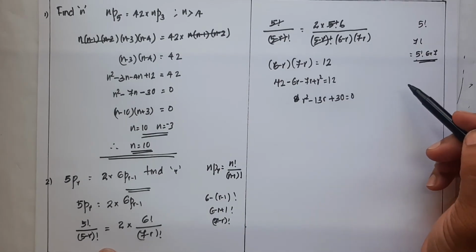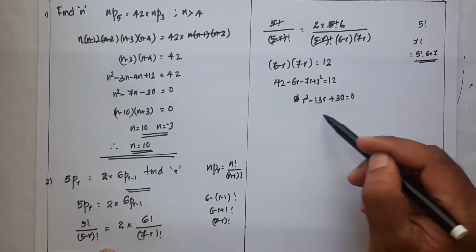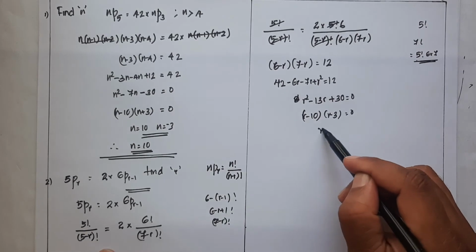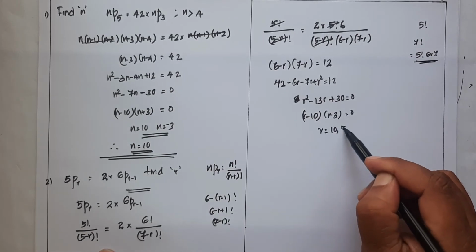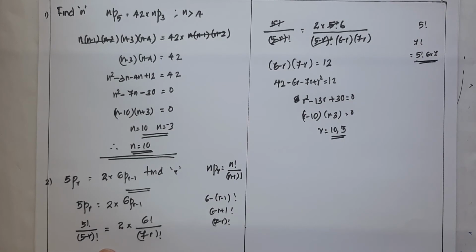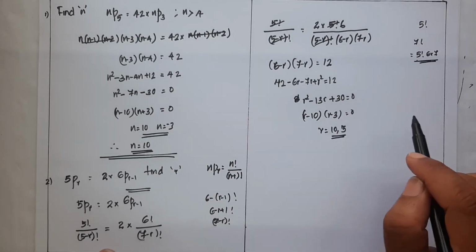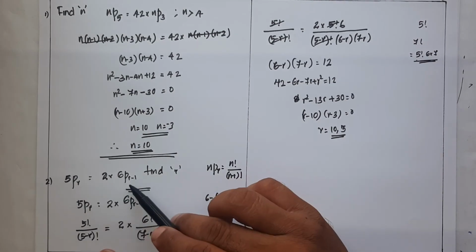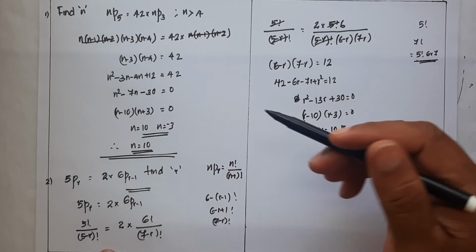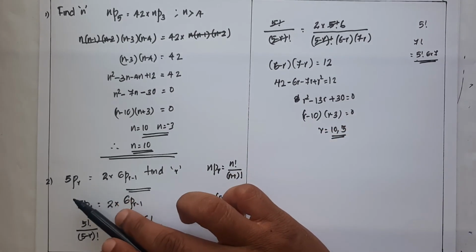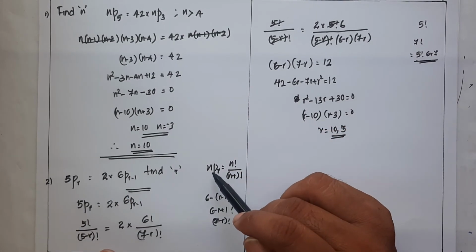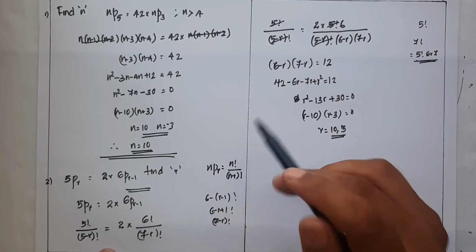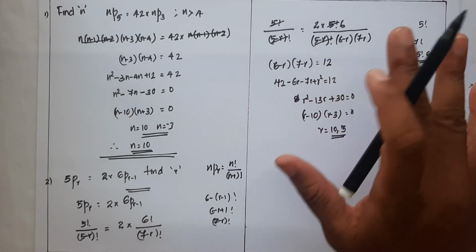Then factorizing here we get (r minus 10) into (r minus 3) equal to 0. Therefore we get r equal to 10 and 3. When we put r equal to 3 we get 5P3, no problem, and 6P3 minus 1 is not a problem. But when r equal to 10 we get 5P10. 5P10 means 5 factorial by (5 minus 10) factorial. 5 minus 10 means minus 5 factorial. Negative factorial is not defined.